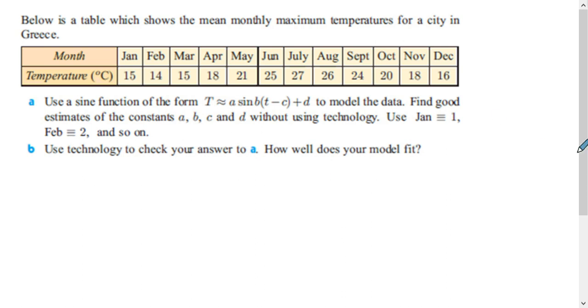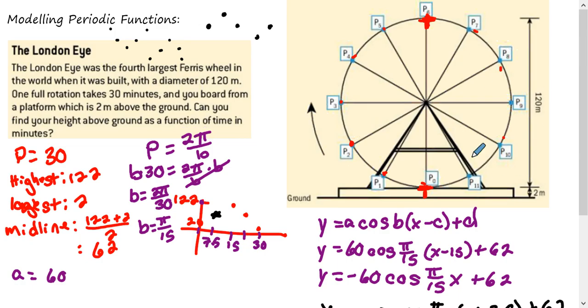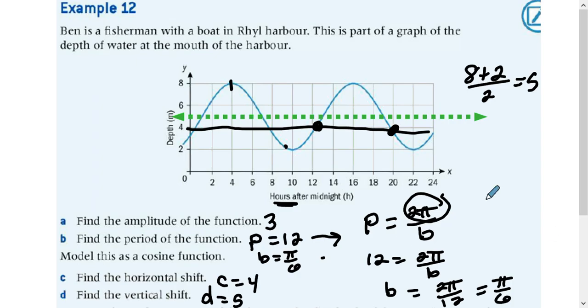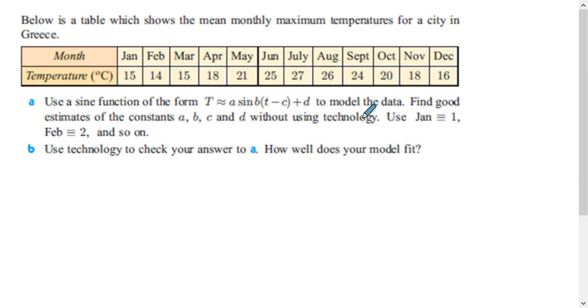So what we did is we did 3 different scenarios. The first one was based on a picture. The second one was based on the graph. And the third one is based on a scenario. So these are kind of the 3 different things that you could see.